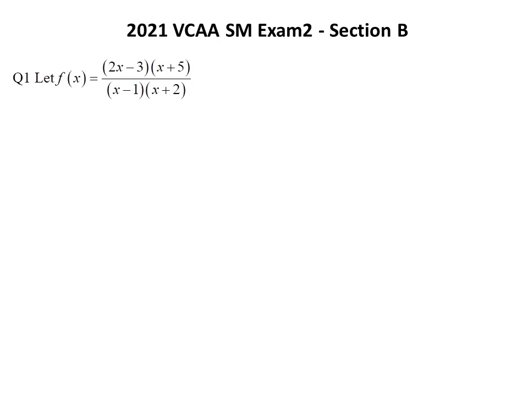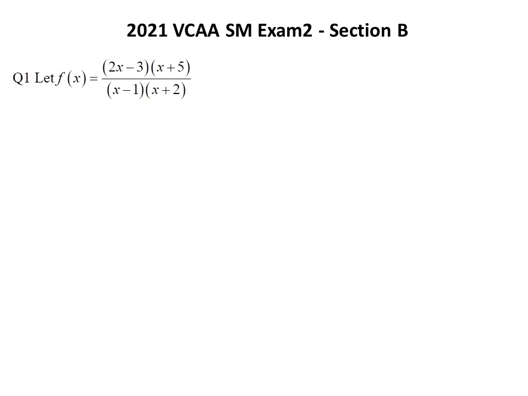Welcome to this VCAA Specialist Maths exam paper series. This is section B of 2021 exam 2 paper. There are a total of 6 extended response questions in section B. In this video, we will present the first question in section B.